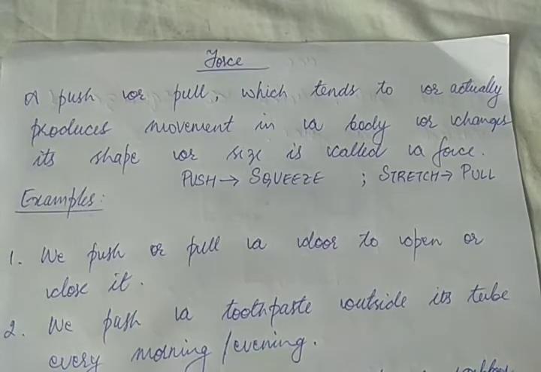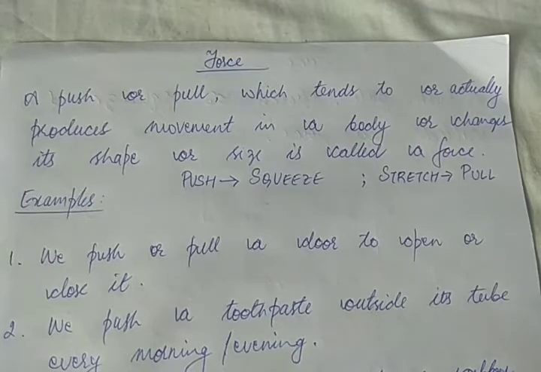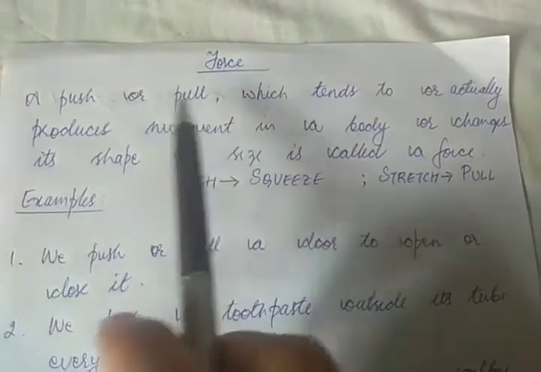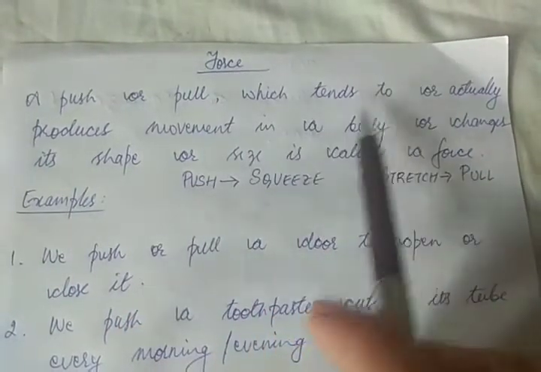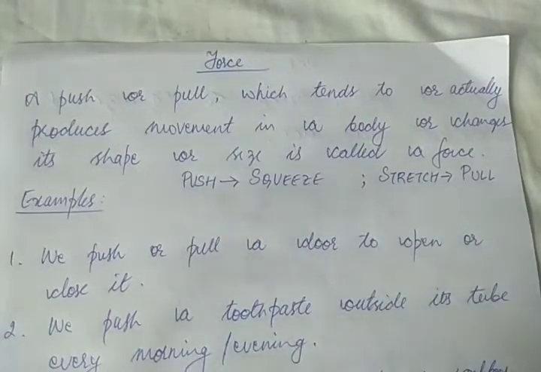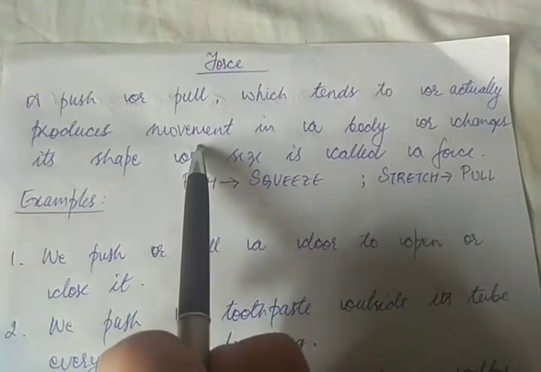So what is happening there? I'm pushing the wall, which means I'm applying a force. But although I'm applying a force, the wall is not moving. My force wants to move the wall, but still the wall is not moving. So that is what is meant by "tends to." The push or pull wants to produce movement in the body, but may not always be successful.